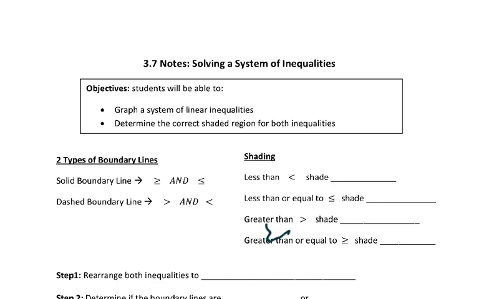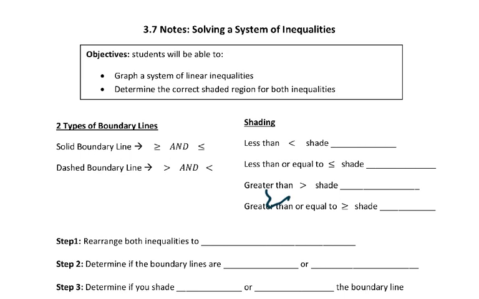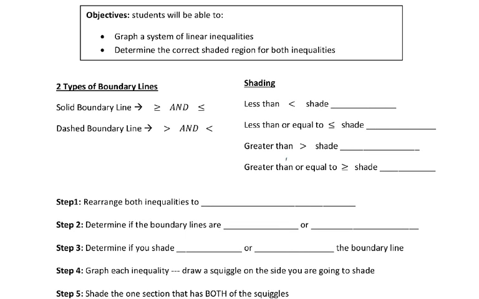Okay, in today's lesson, we are going to solve a system of inequalities, and we're going to do it by graphing. So just as a reminder, two types of boundary lines. We have a solid boundary line when it equals a line, and a dashed one when it does not.